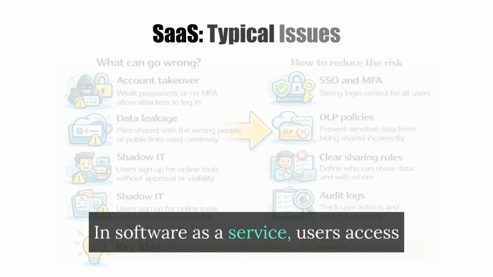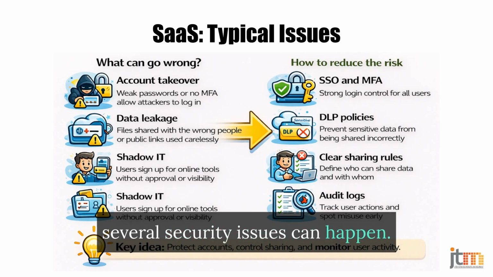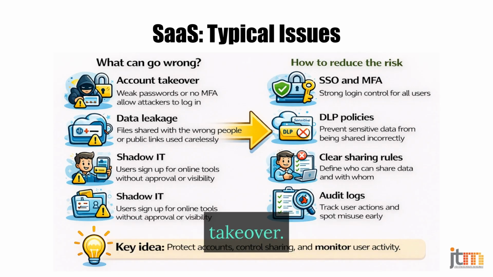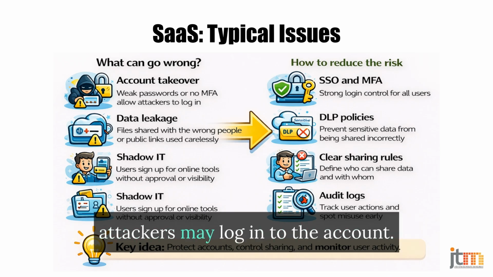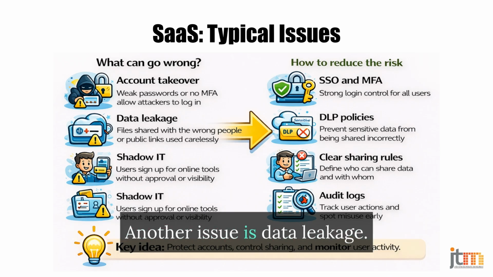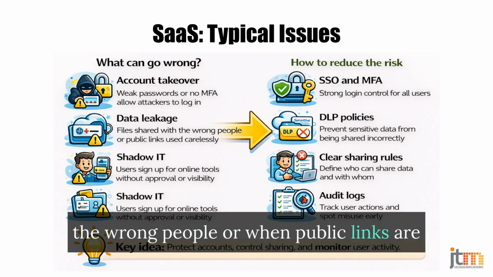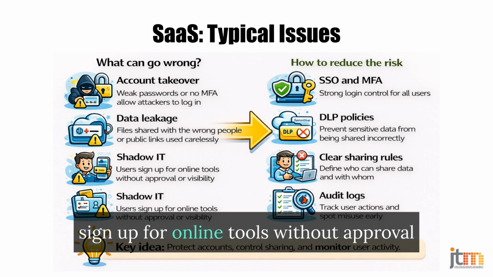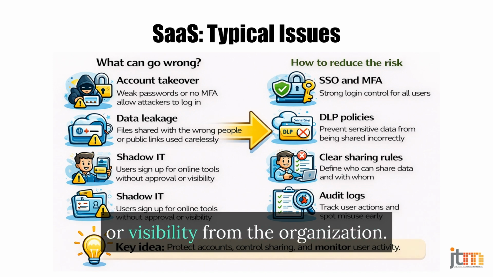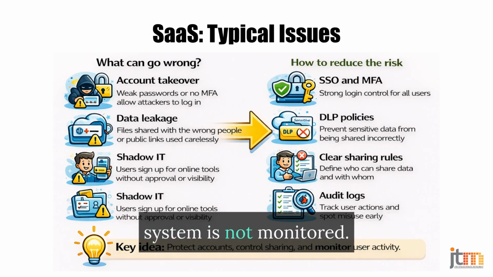In software as a service, users access applications through the internet, so several security issues can happen. One common problem is account takeover. If users have weak passwords or no MFA, attackers may log in to the account. Another issue is data leakage. This happens when files are shared with the wrong people, or when public links are used carelessly. We may also see shadow IT, where users sign up for online tools without approval or visibility from the organization. This can create security risks because the system is not monitored.